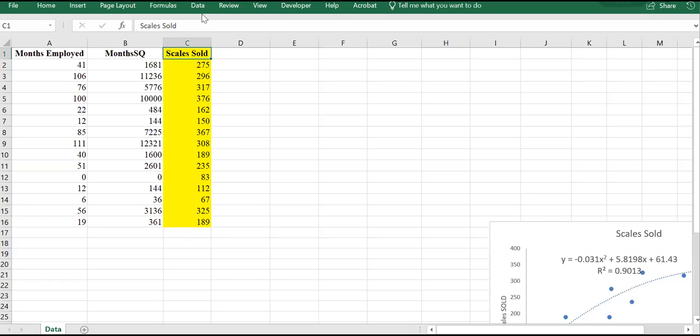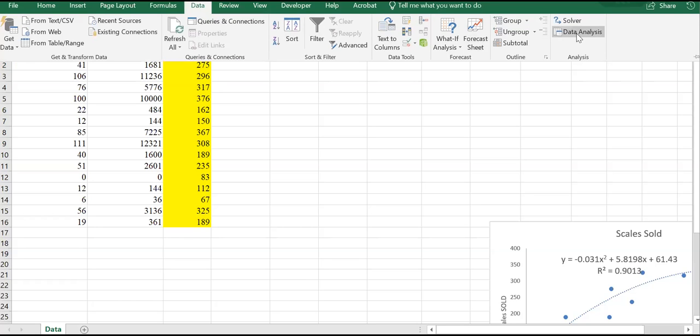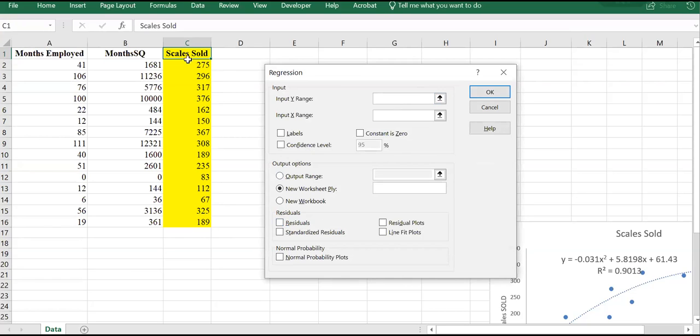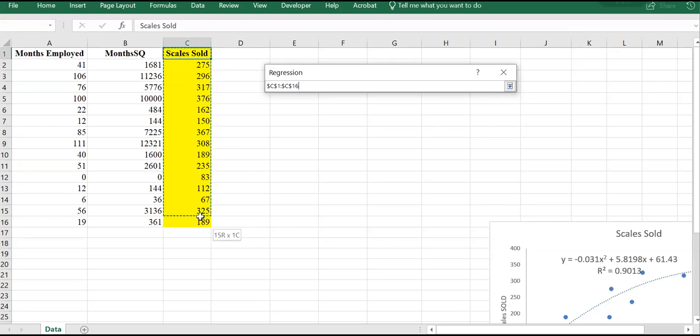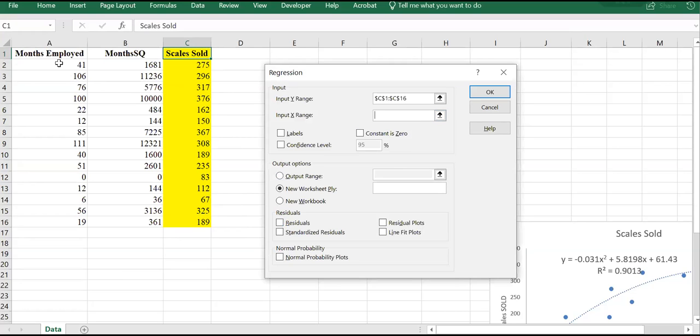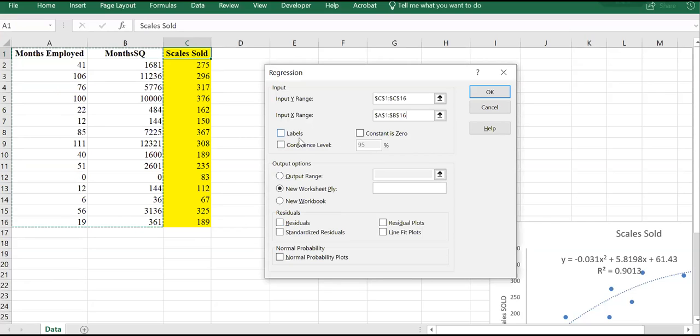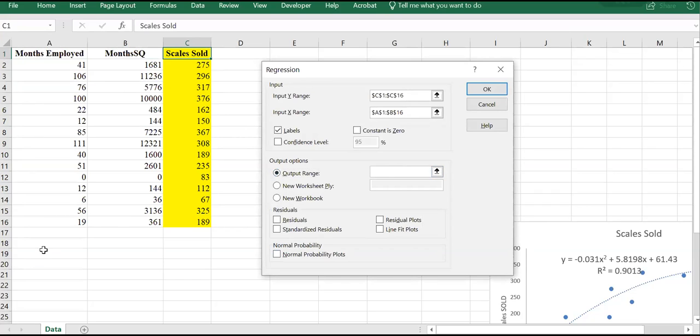All right. If I run the data analysis and regression tool, Y range is going to be the sales sold. X range is going to be month and month squared. Labels, and put it in the same sheet. And I'm going to check for residual plots just to see how residual plots are looking like.